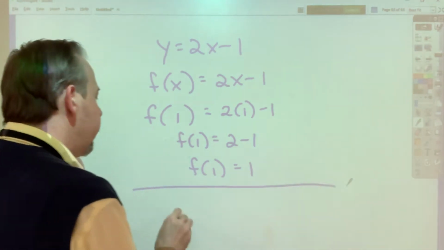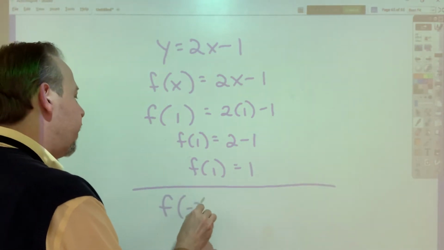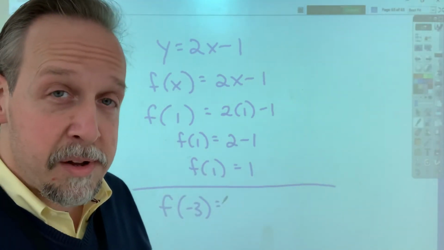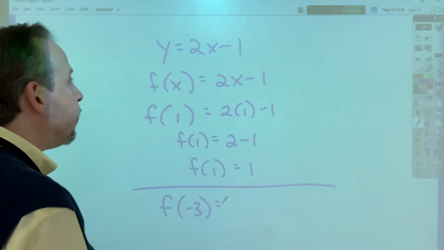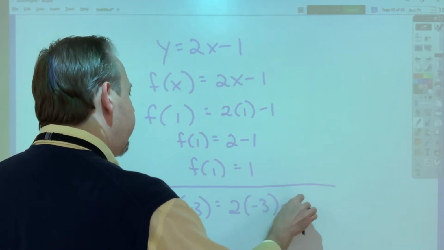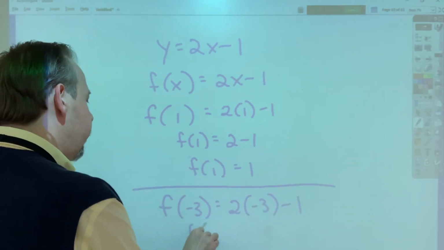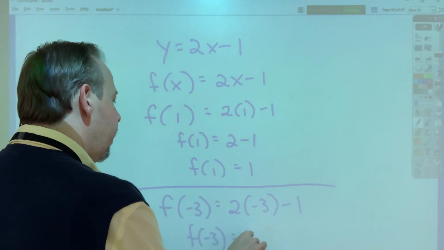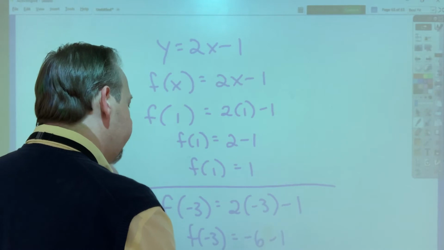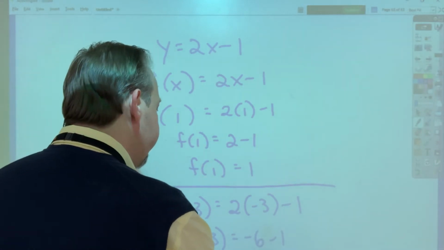Let's try another one. What is f of negative 3? All you're doing is you're plugging in the input and you're solving for it. So what's f of negative 3? Well, that's 2 times negative 3 minus 1. So f of negative 3 equals negative 6 minus 1. So f of negative 3 equals negative 7.